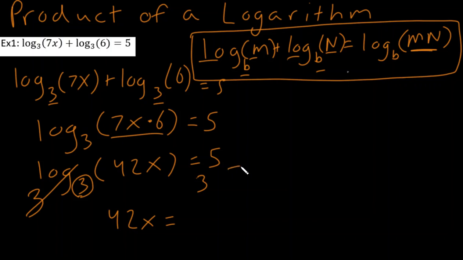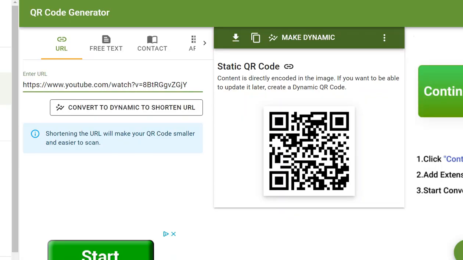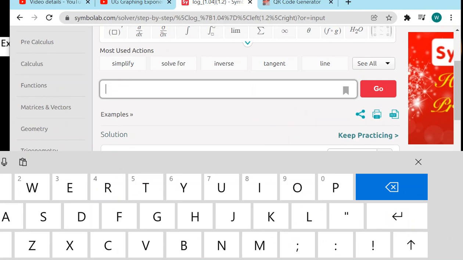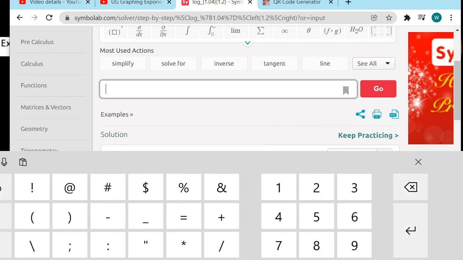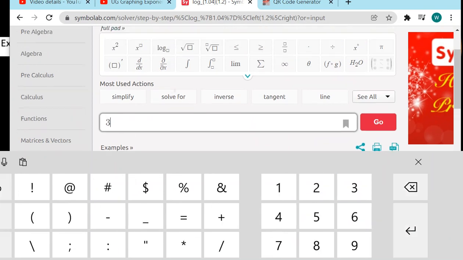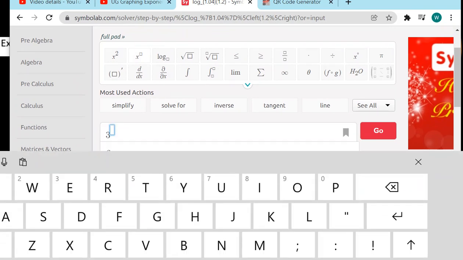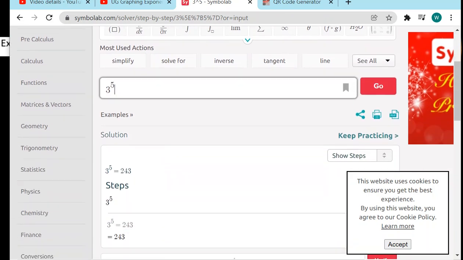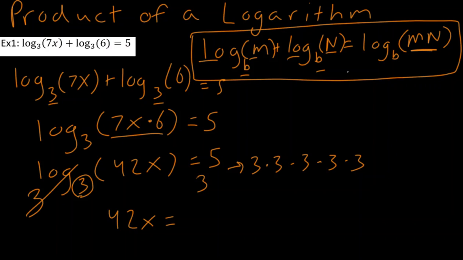Notice though, 3 to the power of 5 is really like saying 3 times 3 times 3 times 3 times 3. And so I would just encourage you to use a calculator for this. If I go to this symbolab right here, let me just go ahead and delete everything. And I would just go ahead and say, you know, what is 3 to the power of 5? Go. It should give us 243. Okay, so we know that 3 to the power of 5 is 243.